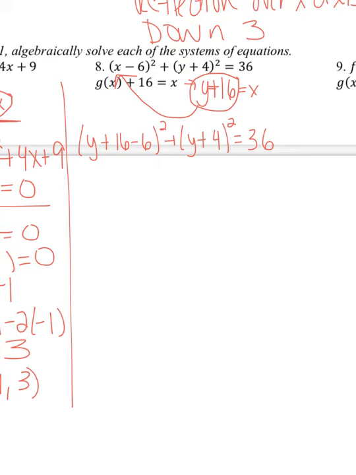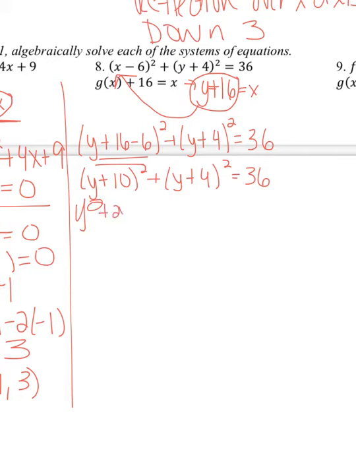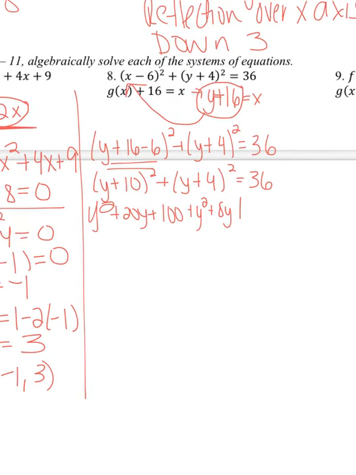So I would clean up this polynomial before you double distribute rather than multiplying 3 things out. So this is y plus 10 squared plus y plus 4 squared equals 36. When I double distribute, I get y squared plus 20y plus 100 plus y squared plus 8y plus 16 equals 36.